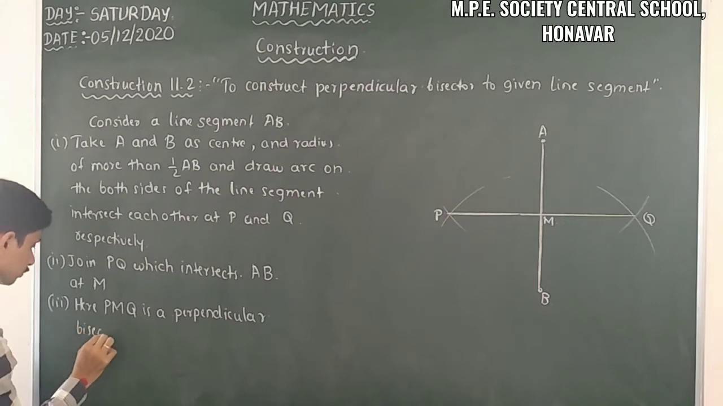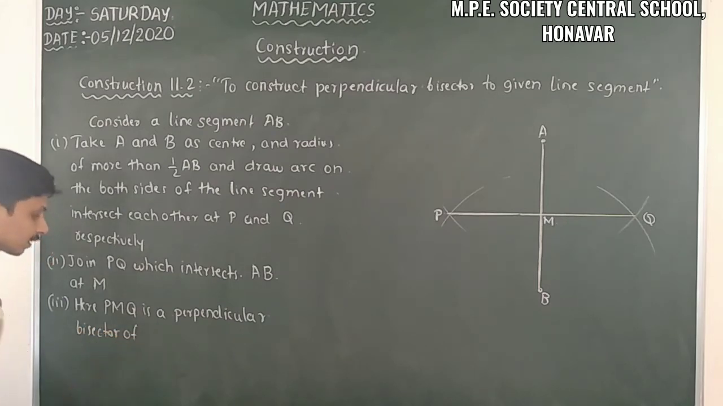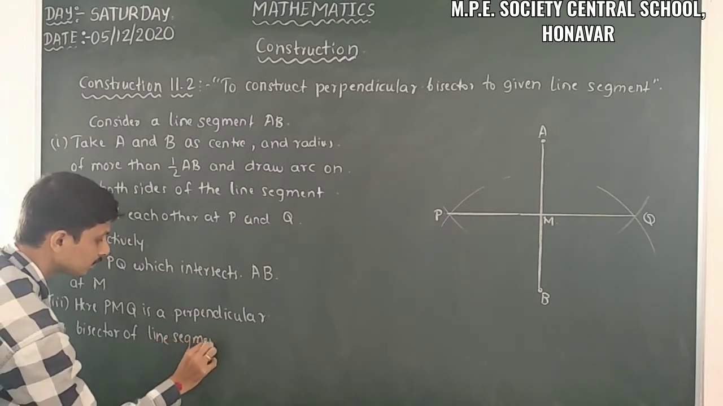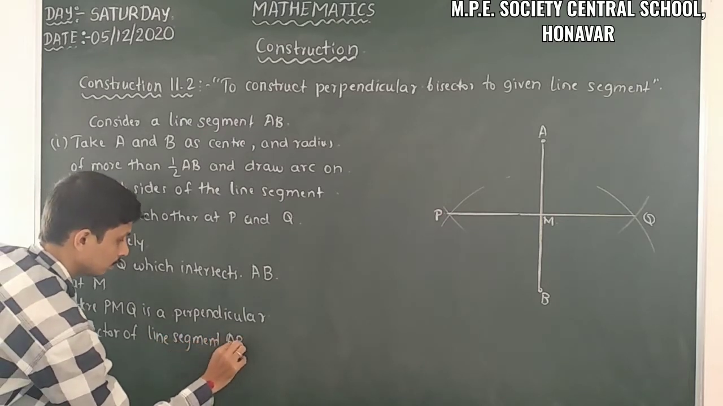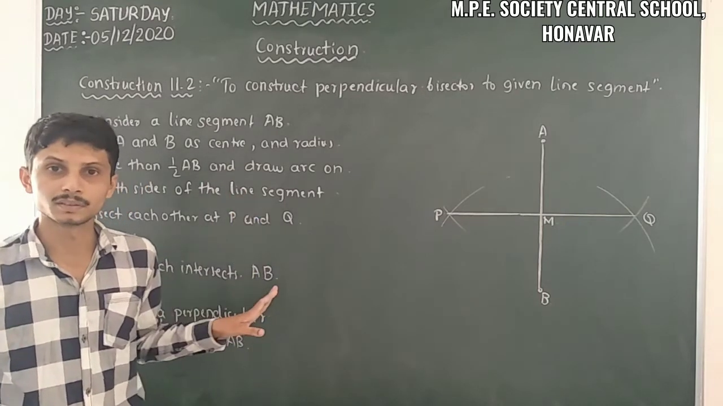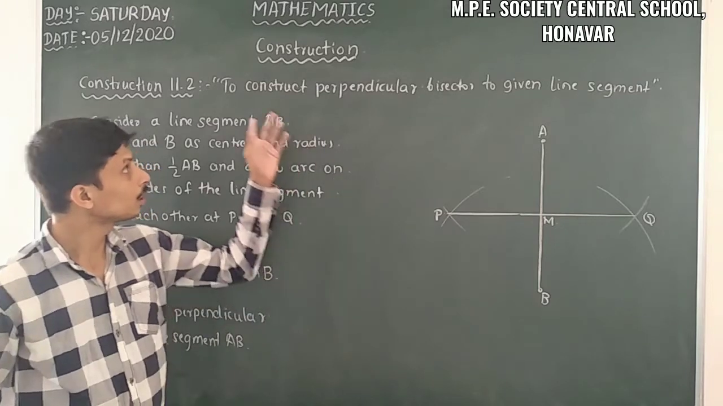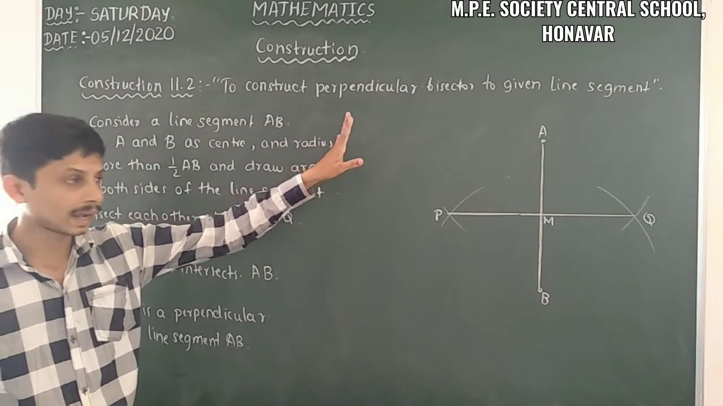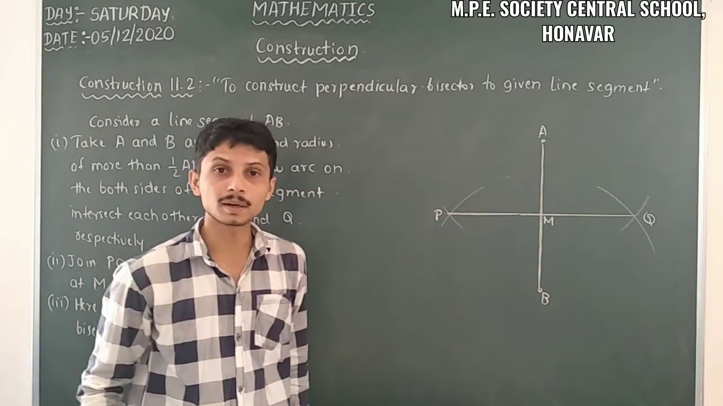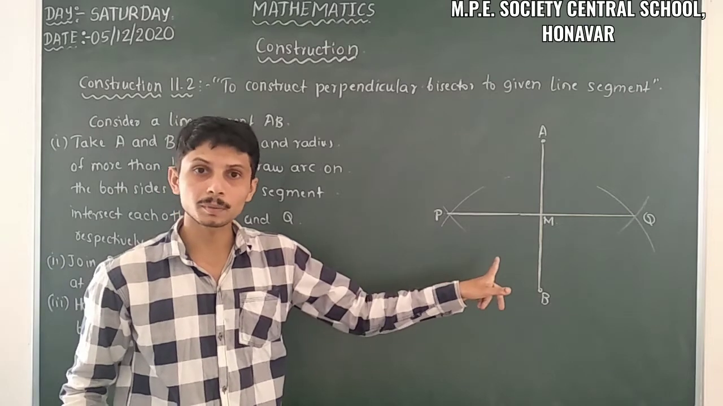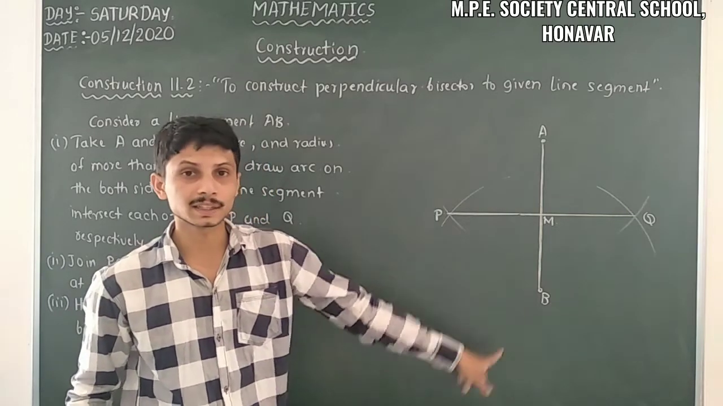Bisector of line segment AB. Perpendicular bisector of this line segment AB. So this is the procedure to construct the perpendicular bisector to a given line segment. So here PMQ becomes the perpendicular bisector of this line segment AB.